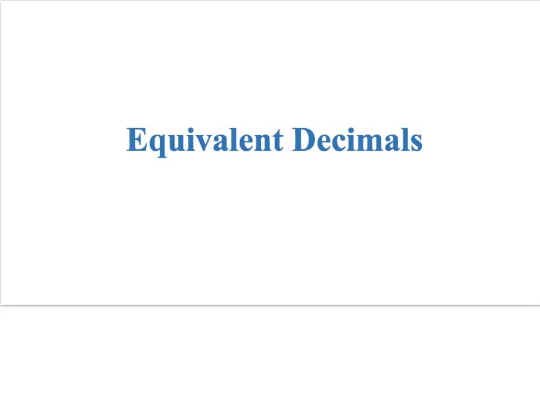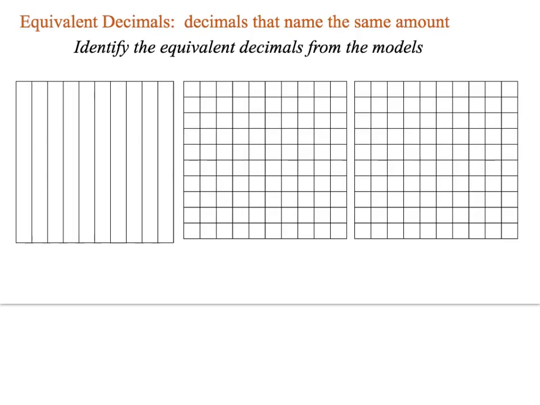Today we are going to discuss equivalent decimals. Equivalent decimals are decimals that name the same amount. The word equivalent is the same as equal, so these are literally equal decimals. Below I have three different decimal representations.